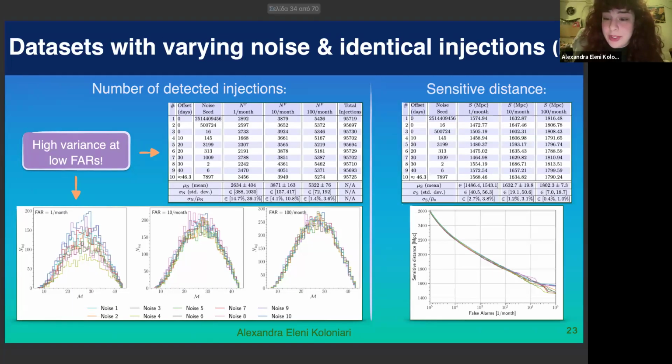However, that is not the case for the sensitive distance. As we see here, even for lower false alarms, we do see that there are tight confidence intervals, and that is also apparent in the plot.